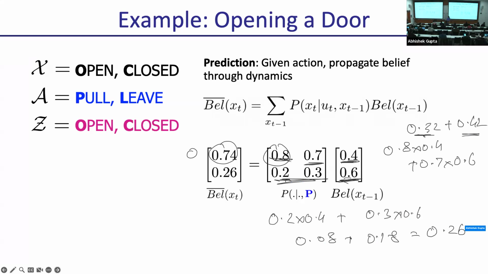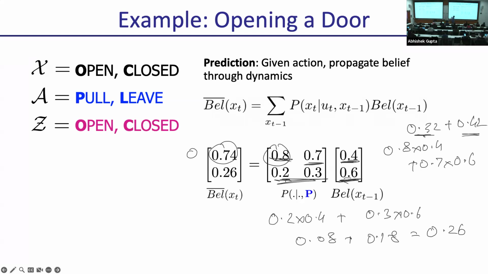Let's make sure that this passes a sanity check. Your previous likelihood was 40% open, 60% closed, but you executed the pulling action. The pulling action has a higher likelihood of opening the door than of leaving the door closed. And so your belief bar over whether the door was open increased, to like 75% open. Intuitively, this makes sense. Once you executed pulling, your likelihood of the door being open is 75%-ish, 74%.